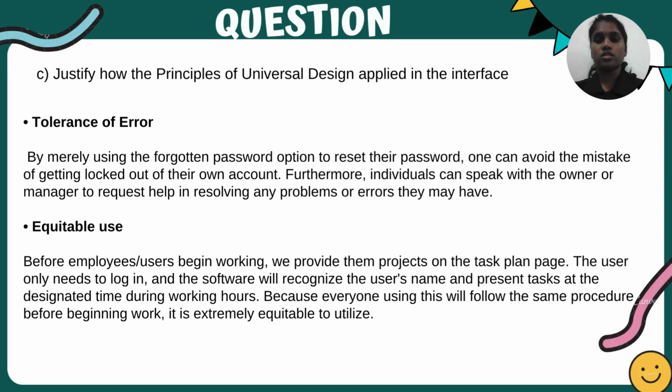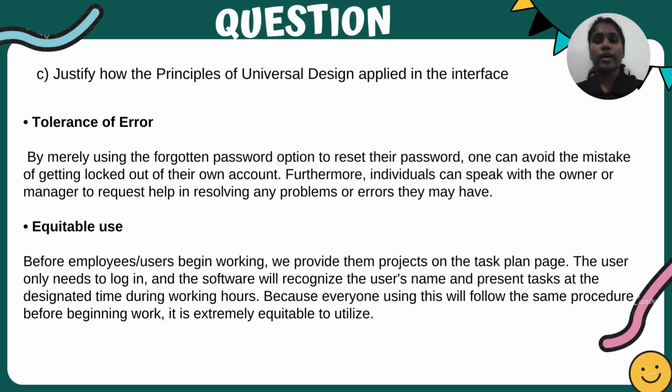The third question is to justify how the principles of universal design apply in the interface. The first one is tolerance of error, where we have put it in the forgotten password icon. By merely using the forgotten password option to reset your password, a user can avoid the mistake of getting locked out of their own account. Furthermore, individuals also can speak with the owner or manager to request help solving any problems or errors they may have in the interface.